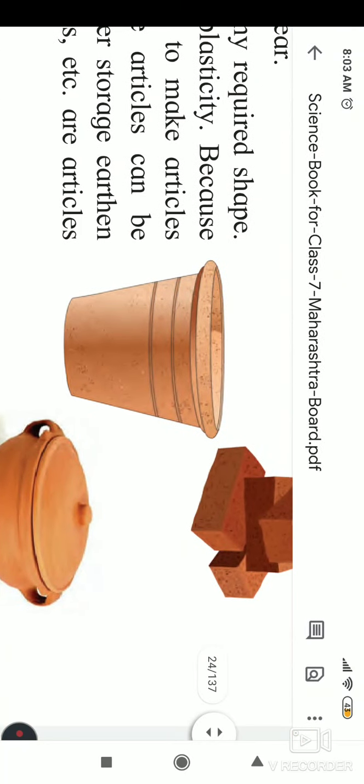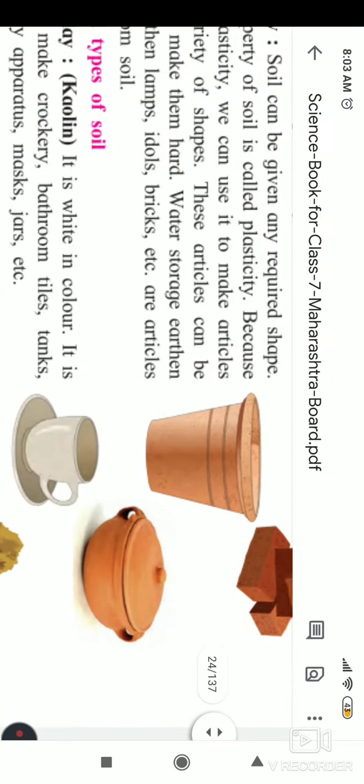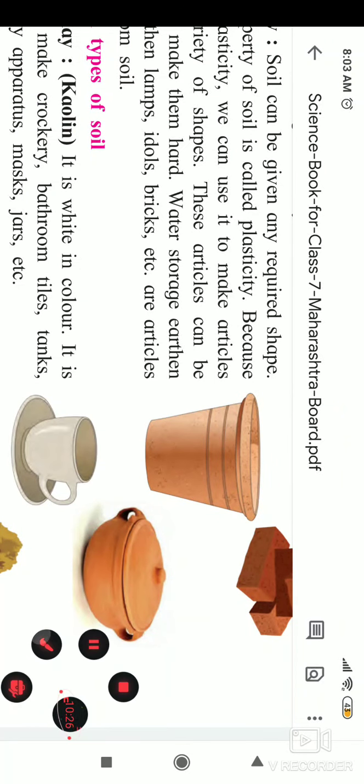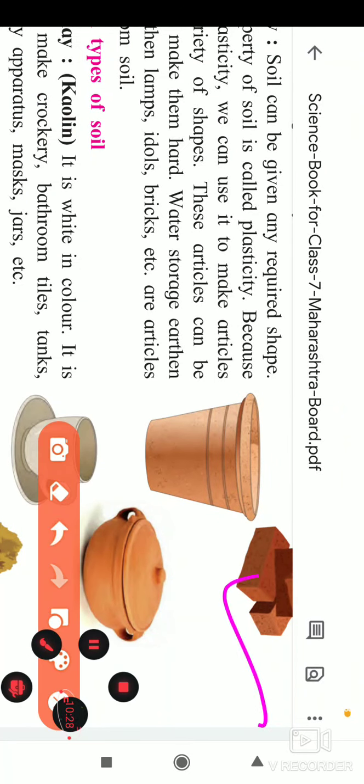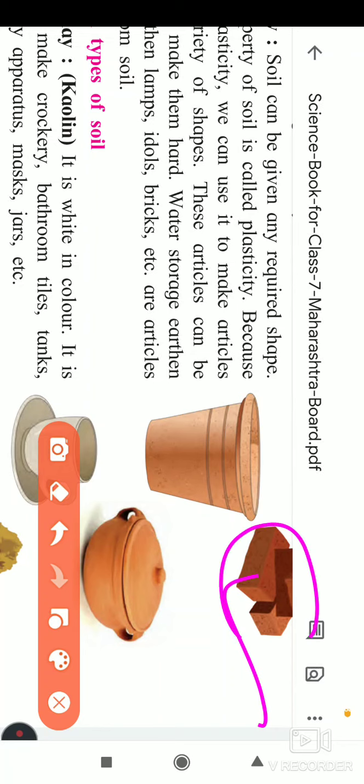If you see these earthen pots here, we use soil for making different things. These are bricks, which we make from soil only. If you visit any brick plant, you will notice how bricks are made. They take boxes or blocks, put the soil inside, and afterwards dry it, and then they bake it. Such bricks are formed, and we use them for the construction of houses.